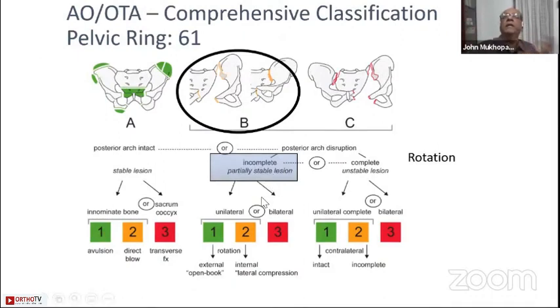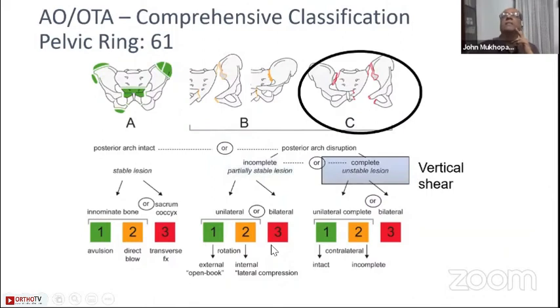So there would be the B type of injury. B1 would be an external open book type of injury. B2 would be an internal, that is a lateral compression type of unstable unilateral injury. And if this was bilateral, it would qualify as B3. And similarly, C-type injuries would be completely unstable on one side. Okay, so if it was completely unstable on one side, while rotationally unstable on the other side, it would come as C3.